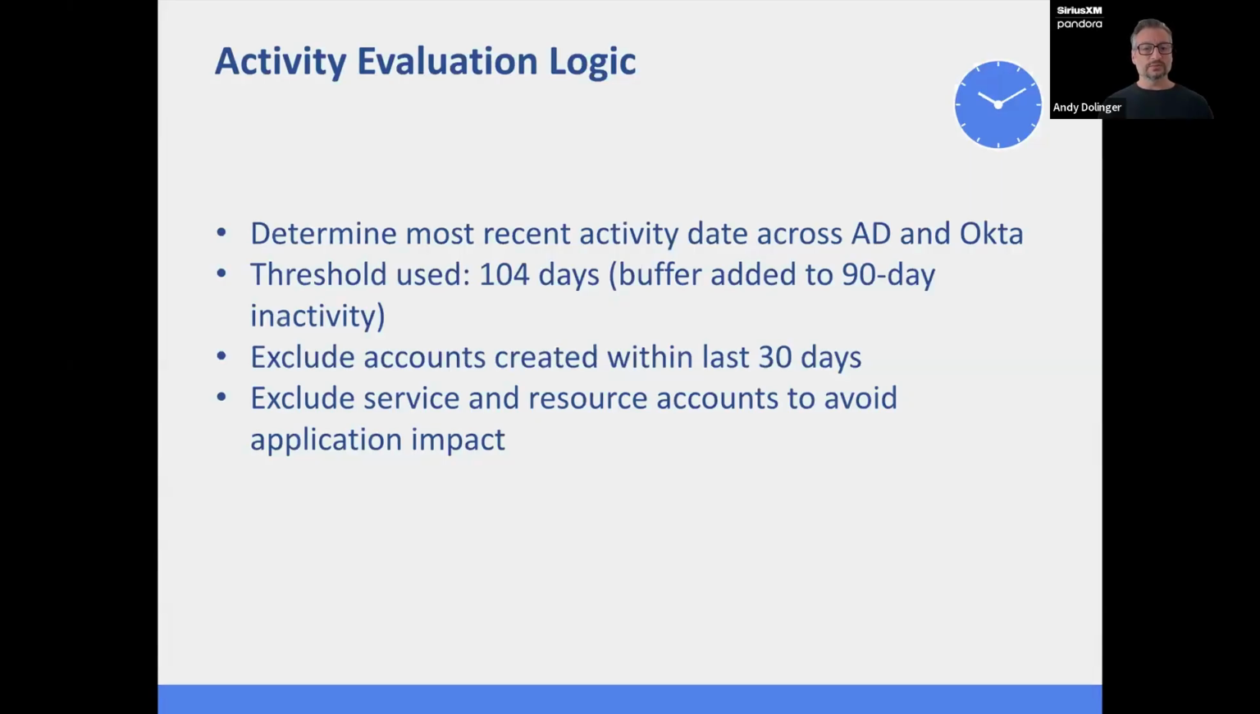And then for the 30 days, we're excluding accounts that were created within 30 days because we don't want to accidentally suspend an account that was maybe a new hire or a new account. So we have both activity that's older than 104 days and created date that's over 30 days. And we're excluding service and resource accounts because it just wasn't in scope of this. We didn't want to potentially break an application that's running off of a service account.